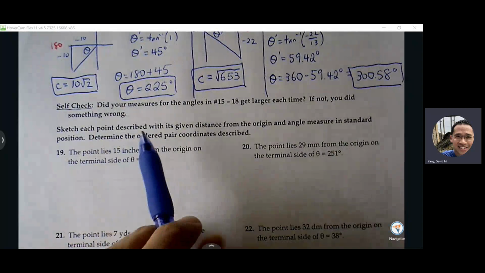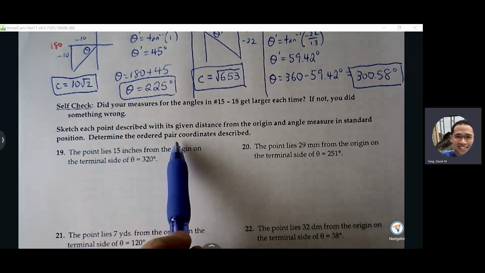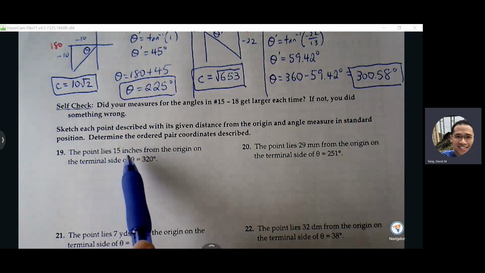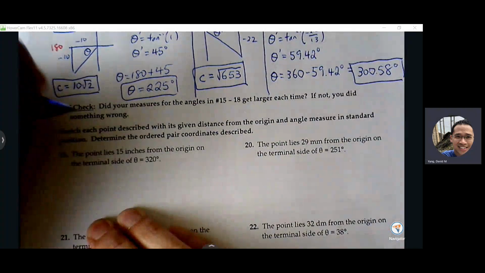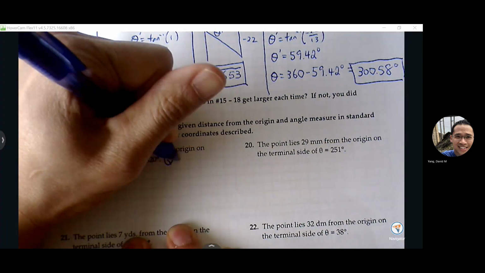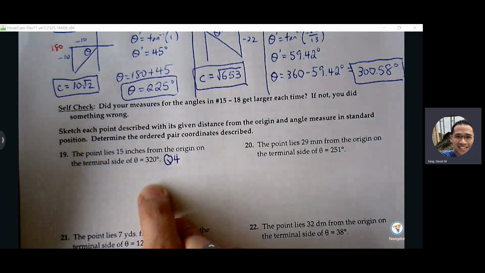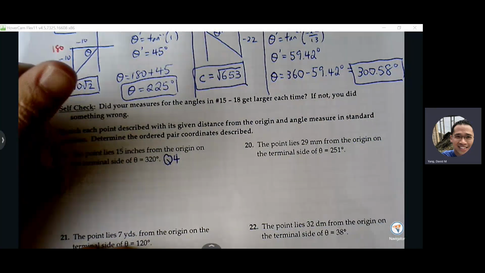Okay, sketch each point described with its given distance from the origin and angle measure. Determine the ordered pair coordinates as described. So the point lies 15 inches from the origin. So imagine this as the hypotenuse and a terminal side of 320 degrees. So which quadrant is this in here? Quadrant 4, okay?